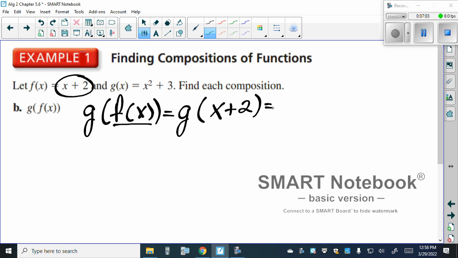Okay, so that gives us the function g of x plus 2. Well, our g of x is x squared plus 3. But we don't have g of x anymore. We have g of x plus 2. So any place there's an x, we're replacing it with x plus 2. So x squared plus 3 is now going to become x plus 2 squared plus 3, because all we're doing is replacing x with our x plus 2. Questions on this here?